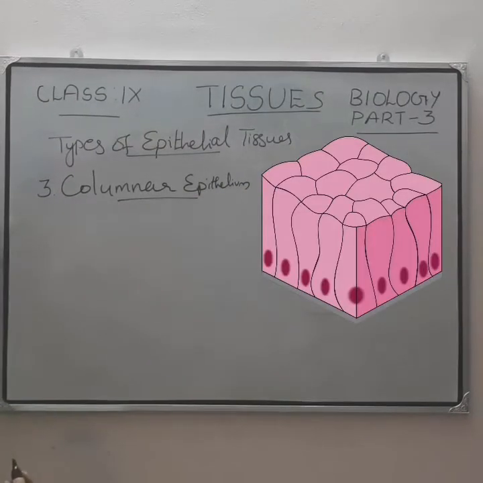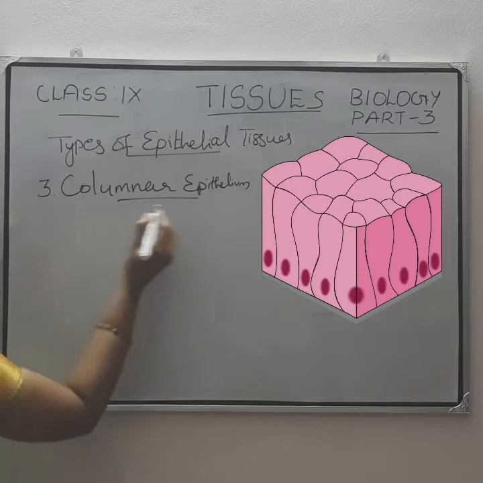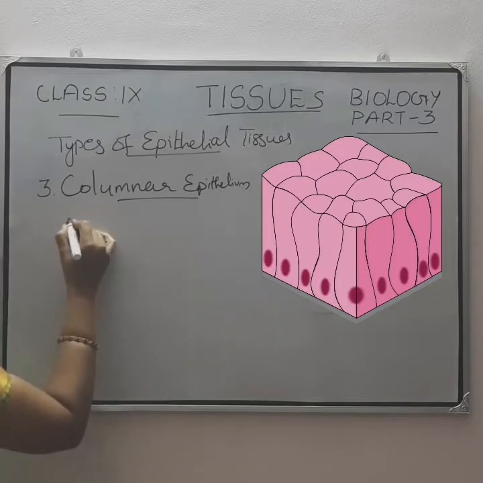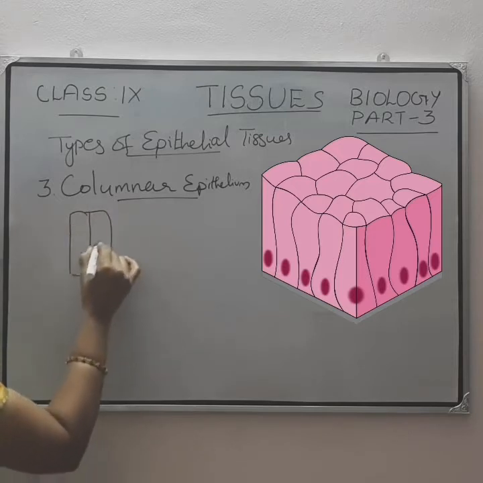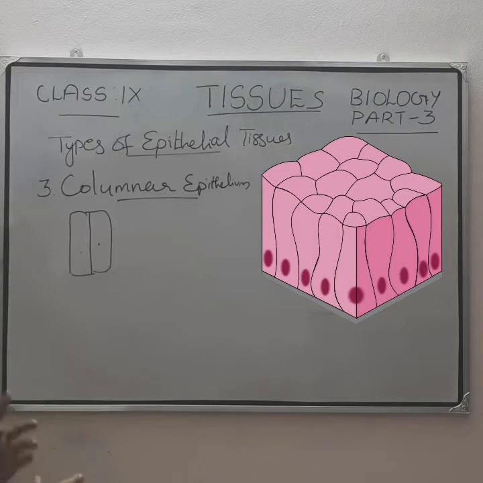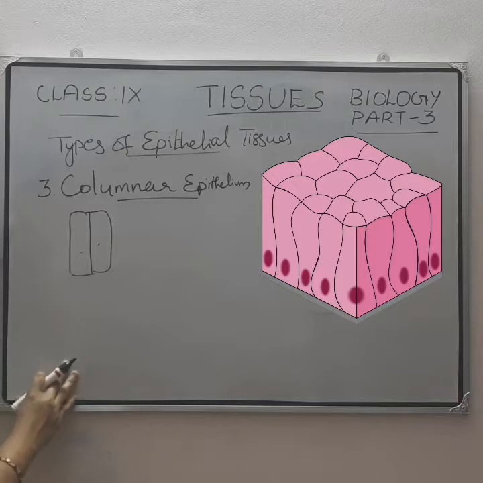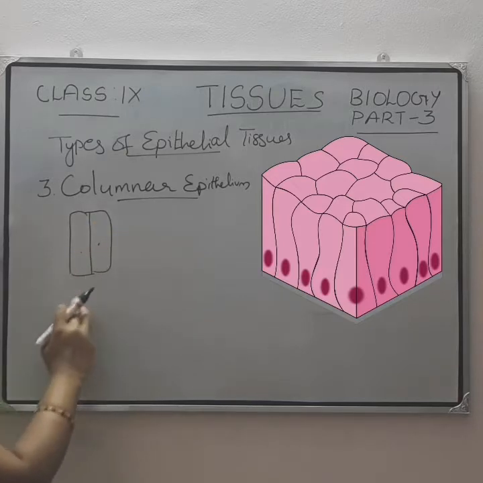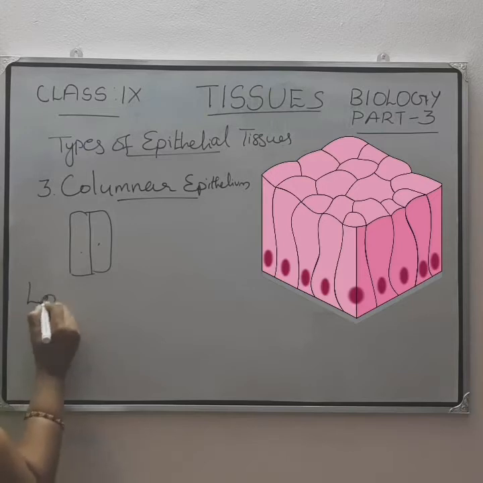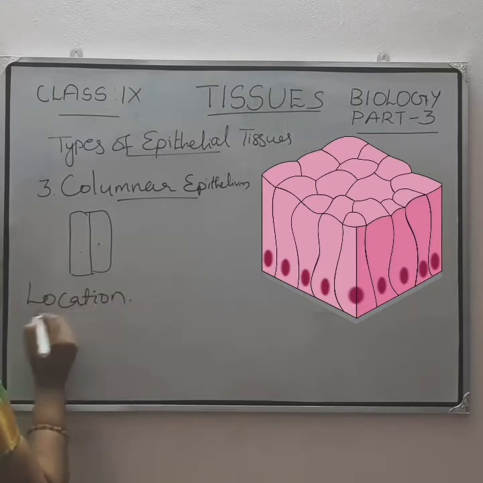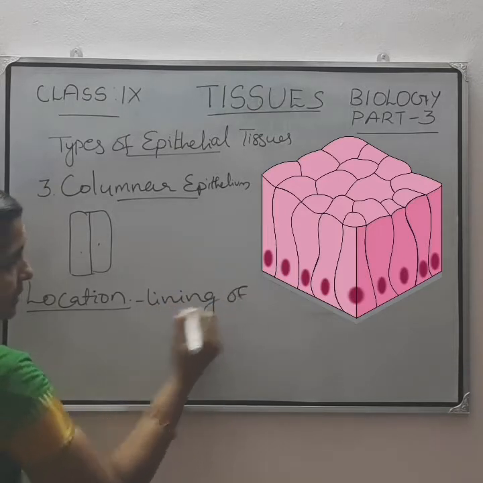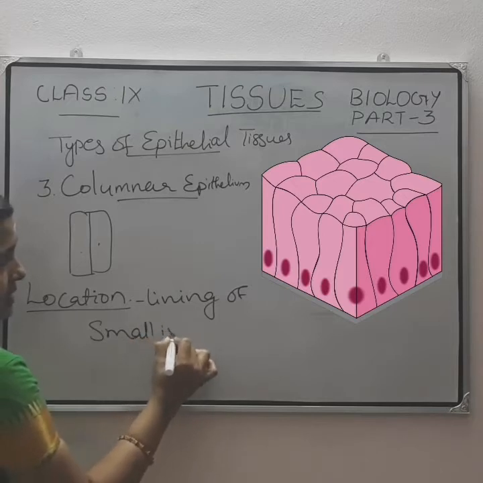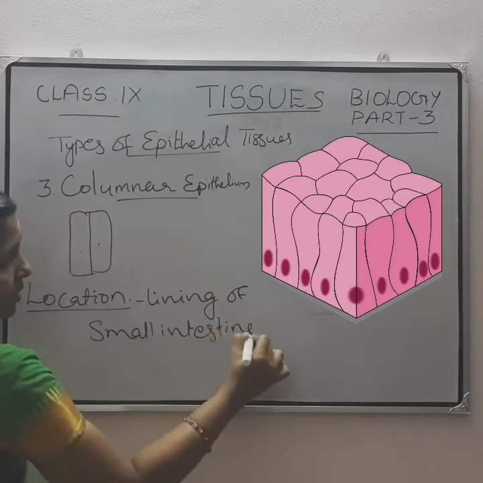So columnar epithelial tissue consists of tall pillar-like cells. Where is it present? It is present in the lining of the small intestine.